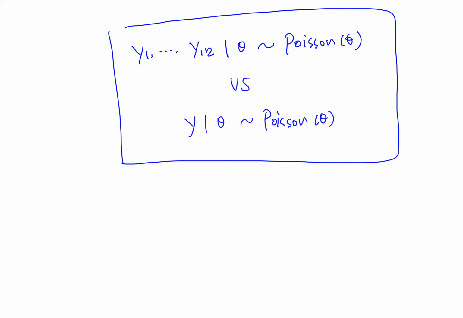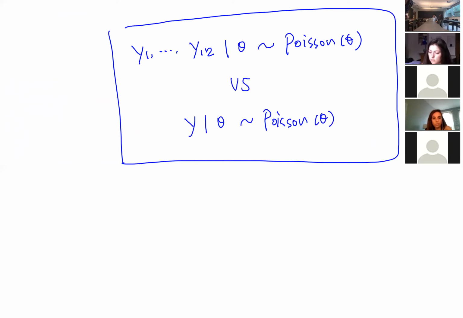I don't know. Becky, what do you think, or any other? It's two different models, right? And it's talking about two different things. There is no right or wrong. My understanding is that in the first one, theta is the rate for each 5 minutes, and in the second one, the rate will be for a whole hour. At least these are different.